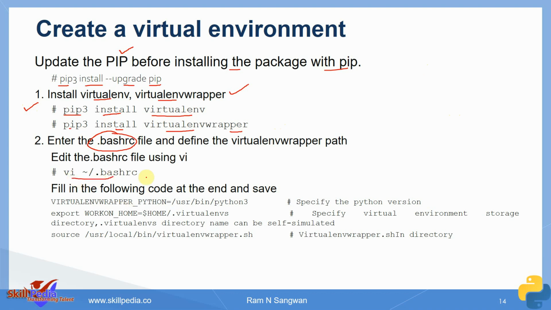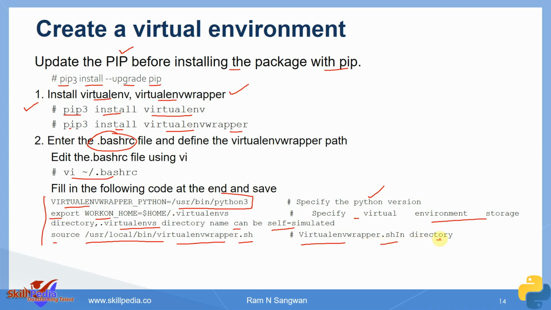So open the script and set these environment variables: VIRTUALENVWRAPPER_PYTHON=/usr/bin/python3. This is for the Python version. Export WORKON_HOME, that is where your environments will be stored. That is the virtual environment storage directory, and the directory name can be anything you like. Then source /usr/local/bin/virtualenvwrapper.sh. This is the virtualenvwrapper.sh script in that directory.